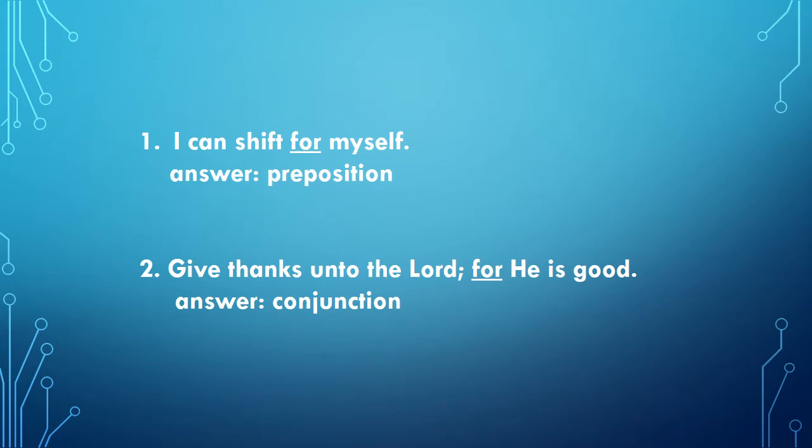In a second sentence, for becomes a conjunction. See our second sentence. Give thanks unto the Lord, for he is good. We can easily break this sentence into two parts. First part, give thanks unto the Lord. Second part, he is good. So, for just joins these two sentences and does no other function. Since it is just doing the work of a joining word, so for is a conjunction.